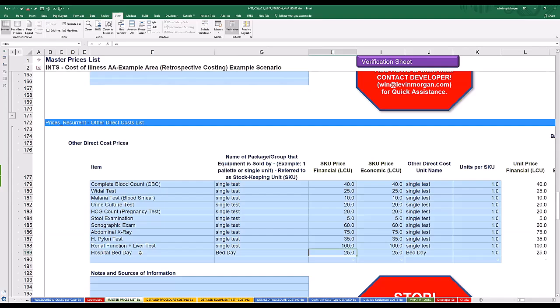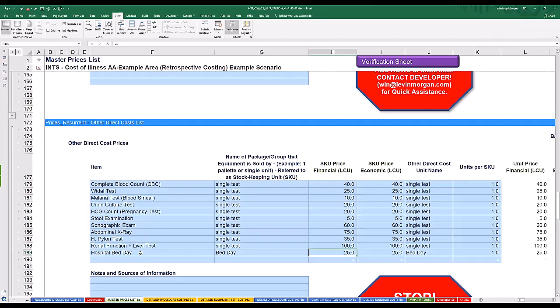The other thing to remember is that, if I understand correctly, we're also collecting separately the cost of illness to the patient and their caregivers, meaning their family. So we're not collecting that information in this particular costing.